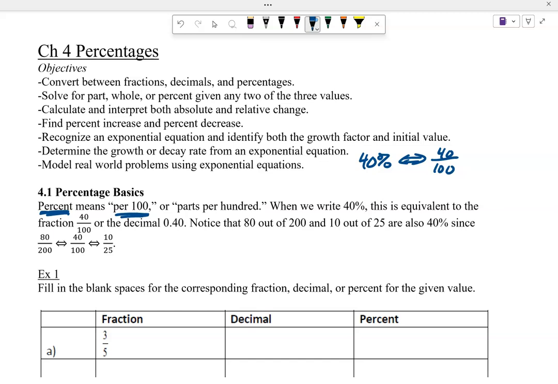40%, right? And of course, you could punch that in. 40 divided by 100 is 0.40. Since you're dividing by 100, all it's doing is moving the decimal over two places. So this is your percent form. This is the decimal form right here. 40% is the same as 0.40, right?